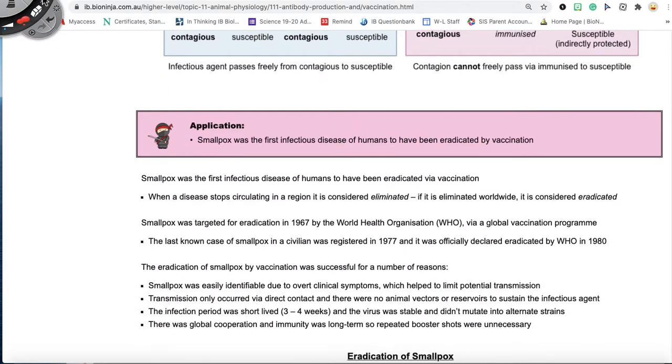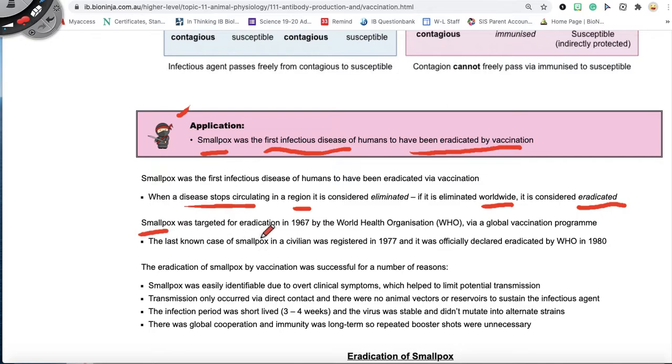So here you have an application, which is a little history on smallpox, which was the first infectious disease of humans to have been eradicated by vaccination. What do we mean by eradicated? That means that the disease stops circulating. And if it stops circulating in a region and then worldwide, we consider it to be eradicated.